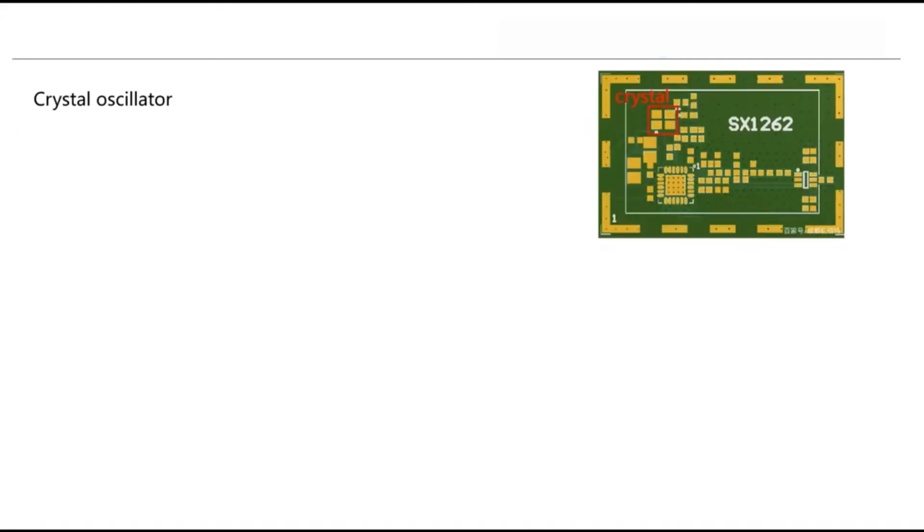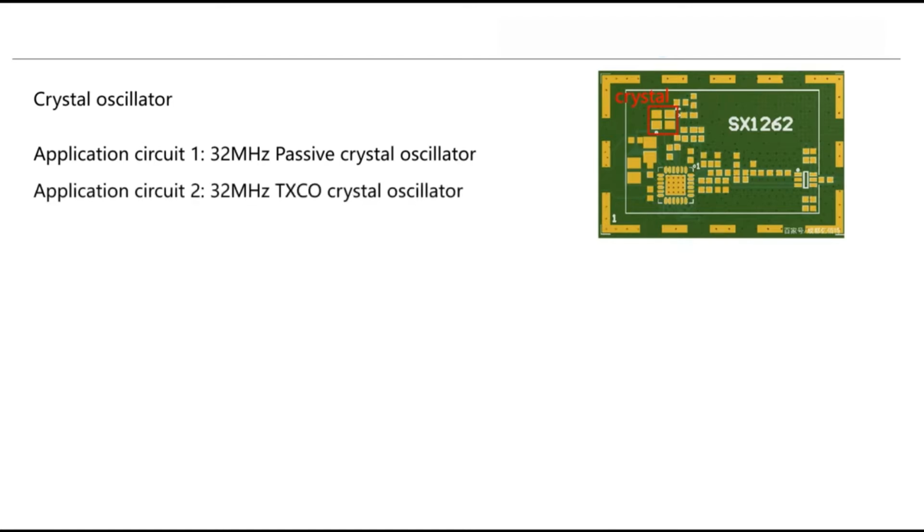The crystal oscillator is the main timing reference of the LoRa chipset. It is used as a reference for the PLL frequency synthesizers and the clock signal for all the digital processing. We can run the LoRa chipset with two types of crystal oscillator. Application number 1, 32 MHz passive crystal oscillator. Application number 2 is 32 MHz TCXO crystal oscillator.